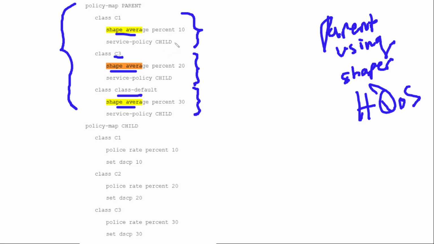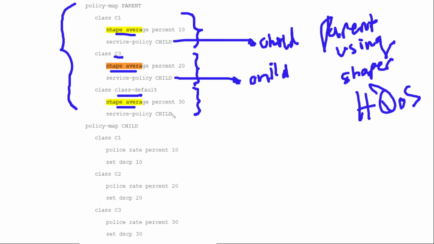And for every single class, I am able to call a child policy. For this other class, I can call another child policy. For this other class, I can call a child policy. And I can, for instance, within this child policy, use the command set. So this is a little bit more complex, and it is available for you if you have really complex scenarios to do shaping. You can use pattern using shaper. That's it.